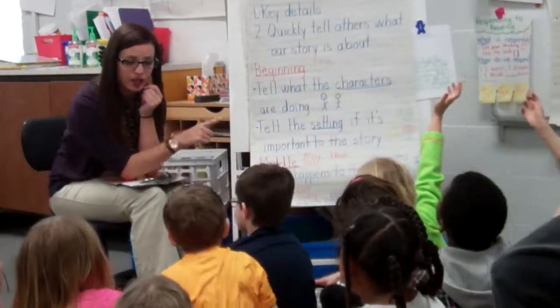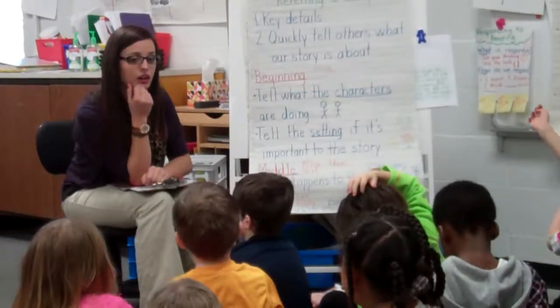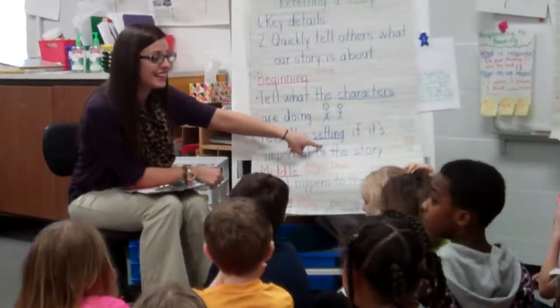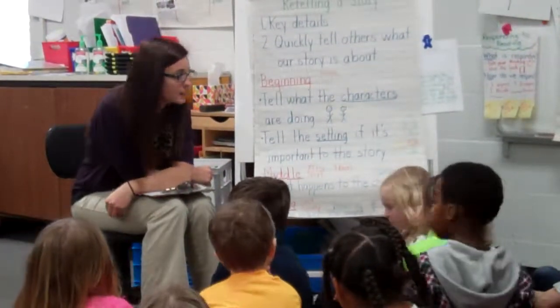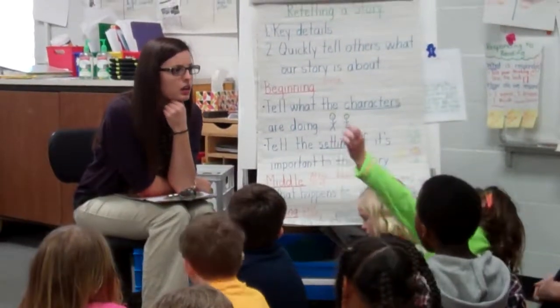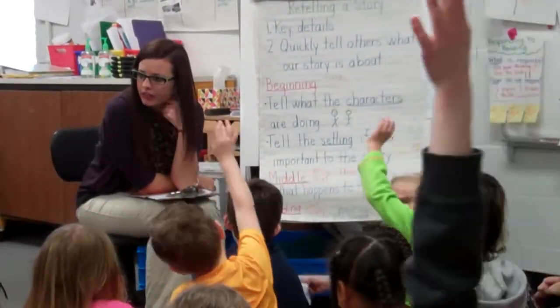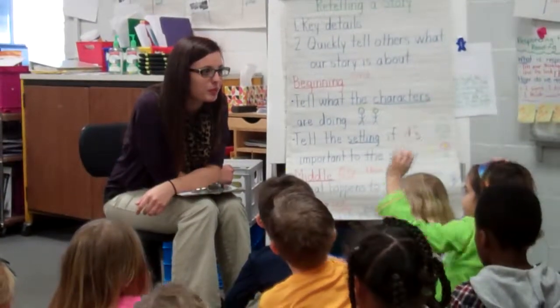Blake, what's something else we have to remember? Tell what the characters are doing and tell the setting if it's important. Yeah! The setting. If it's important, we have to tell our readers what our setting is. What else do we have to include? What about the middle? What do we have to include when we're retelling the middle, Gavin? To give a problem. Yeah, we have to tell what the problem is.